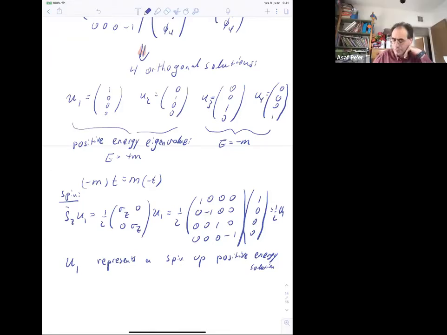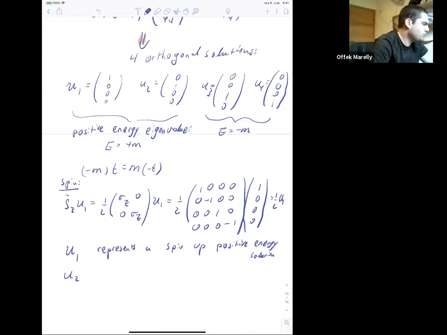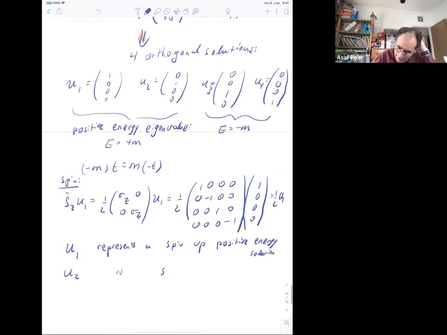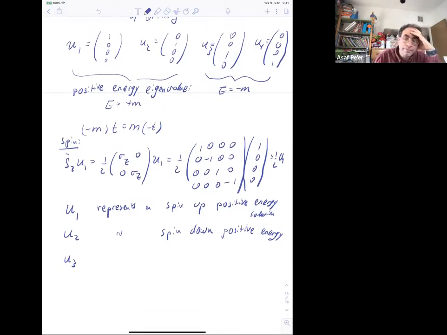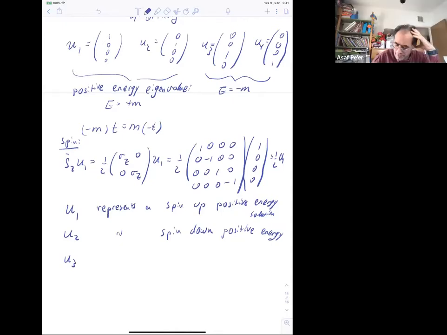Of the Dirac equation. What about U2? What does it represent? Spin down. Spin down, it represents a spin down, and again with a positive energy. What about U3? Spin up of the antiparticle. Spin up of a negative energy. It could be a spin up of a negative energy.